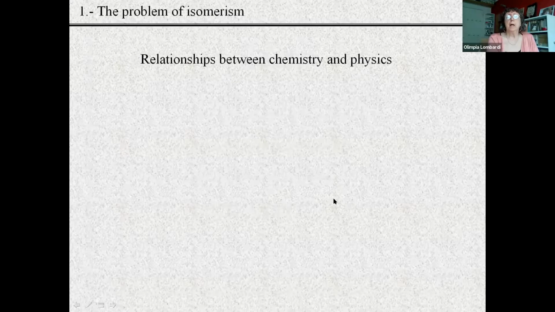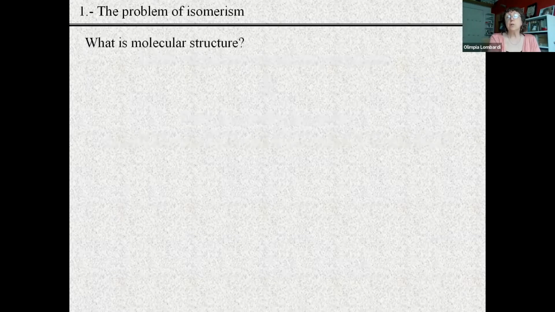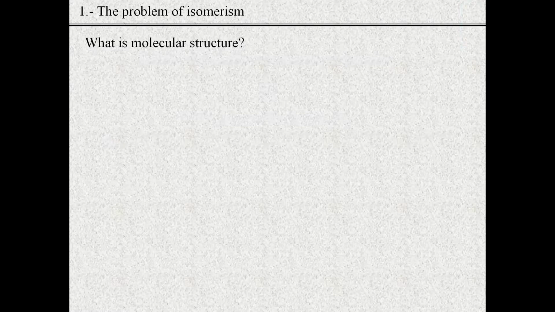First, this problem belongs to the questions about the relationship between chemistry and physics, and in this field, the problem of the molecular structure is central, and the problem can be expressed with a question: can molecular structure be explained exclusively in quantum terms? The first question is, what is molecular structure? That is something that must be made explicit.